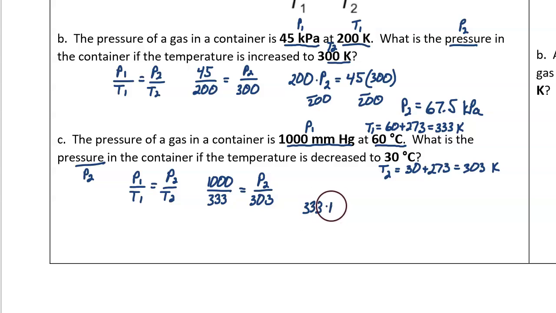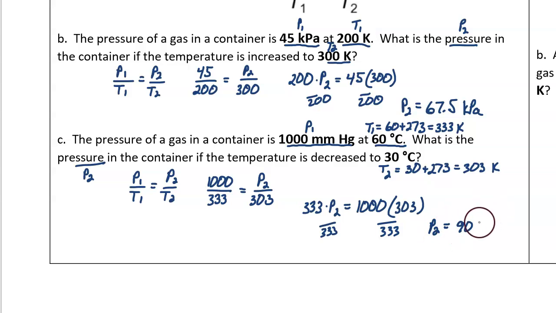333 times the P2 is one of the diagonals, and then that's equal to 1,000 times the 303. That's the other diagonal. Then to get P2 alone, divide by the 333. The answer for P2 is 909.9. And the label for this pressure is millimeters of mercury.